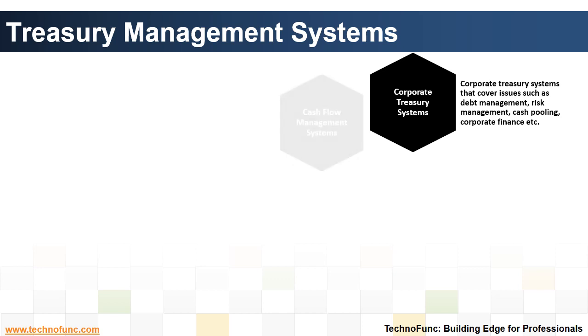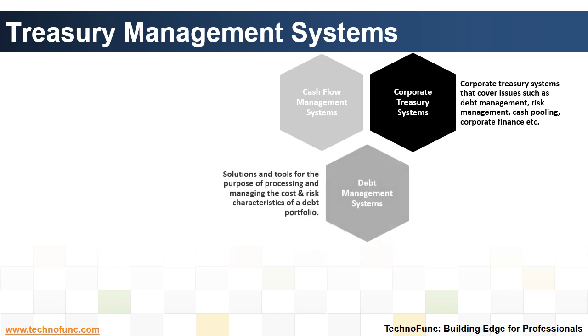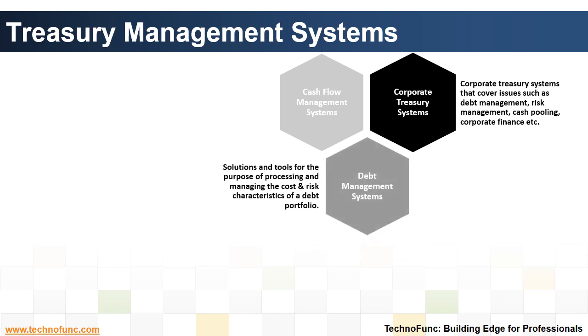Cash flow management systems. These products enable companies to manage the flow of finance by monitoring and analyzing revenues and expenses. They provide tools for cash flow analysis and forecasting to ensure and maintain solvency and liquidity by helping improve the flow of finances. Debt management systems. Solutions and tools for the purpose of processing and managing the cost and risk characteristics of a debt portfolio while evaluating payments.